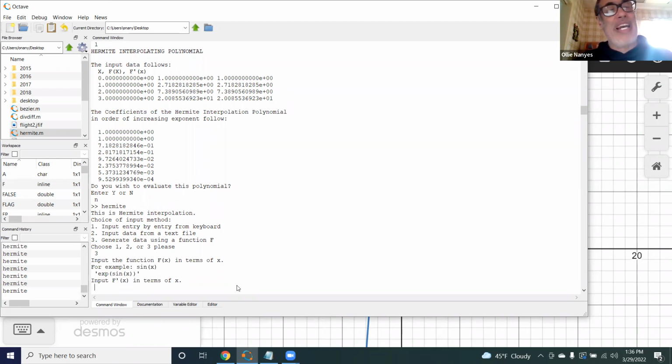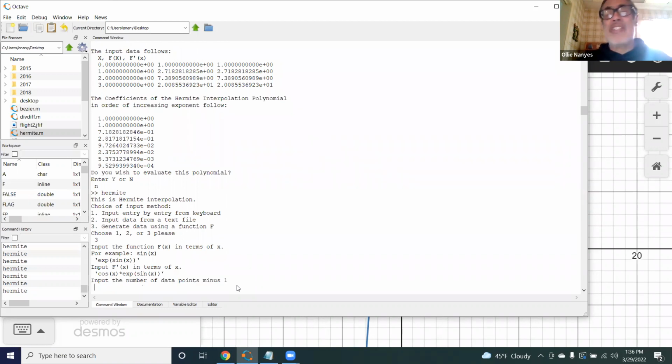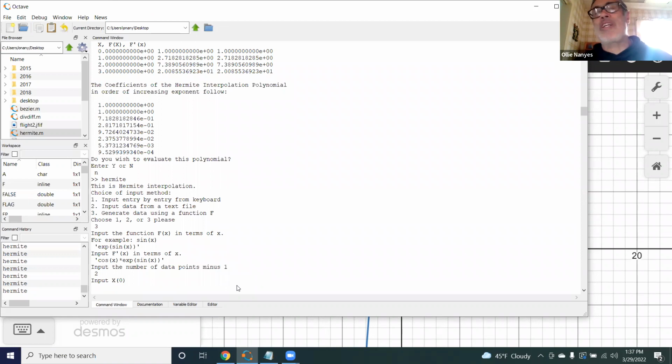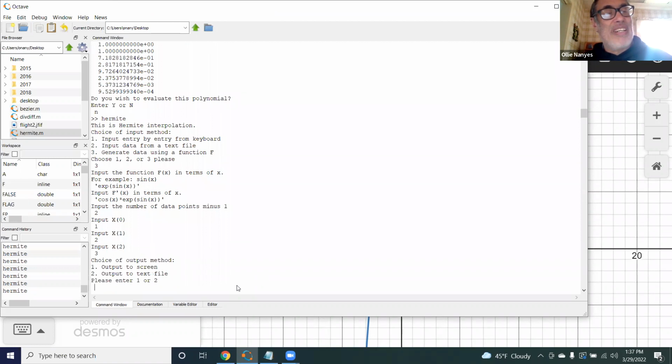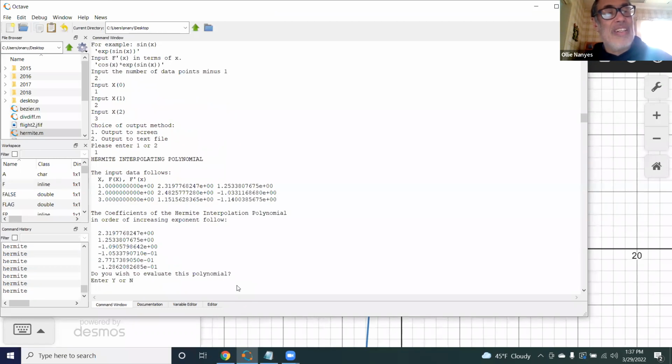Now, let's go ahead and calculate the derivative. Well, remember, the derivative of e to the sine of x is the derivative of sine, which is cosine, times exp of sine of x. Just make sure we get enough parentheses. Now, to make this a little bit more tractable, instead of going n equal 3, I'm only going to use n equal 2. This is going to be smaller. And my first node, instead of starting at 0, I'm going to start at 1, 2, and 3. Output to screen. There we go.